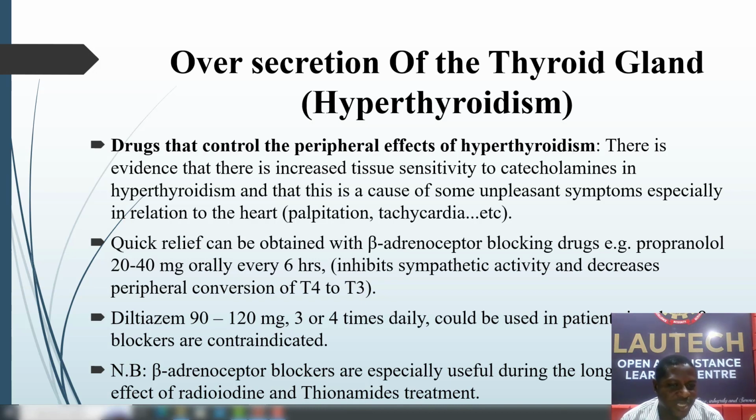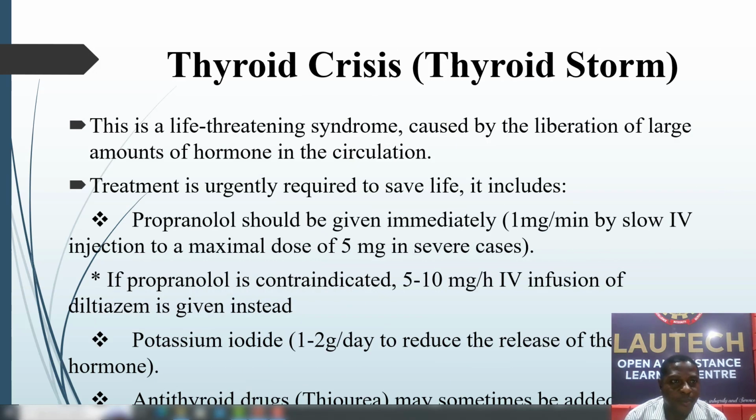Diltiazem 90 to 120 milligram 3 or 4 times daily could be used in patients with whom beta blockers are contraindicated. Note, beta adrenergic receptor blockers are especially useful during the long wait for the effect of radioiodine and thionamide treatments.